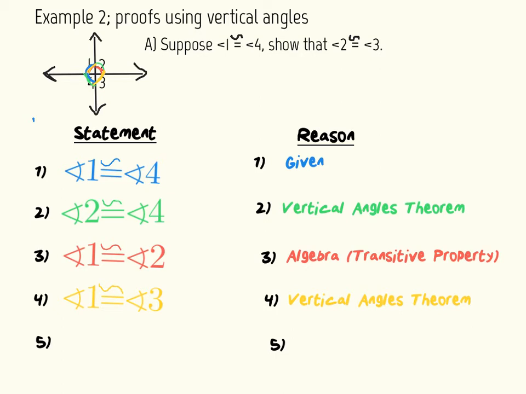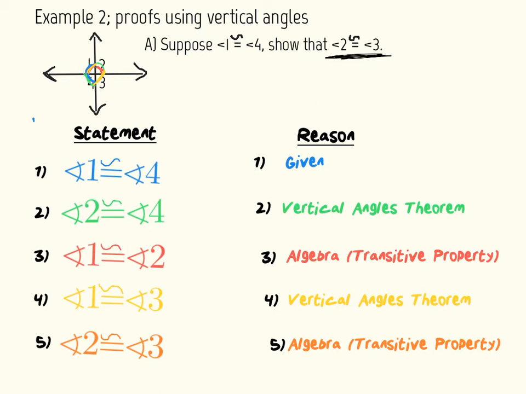And the last thing, if we look at 1 is congruent to 2 and 1 is congruent to 3, then we can do again the algebra transitive property and say 2 is congruent to 3. Angle 2 is congruent to angle 3 by the transitive property of algebra. So that's the end of our proof, and the reason is because we have reached what we wanted to show. So we write QED, which means it's proved, we're done. Or you might put a box and shade it in. Proof is over.